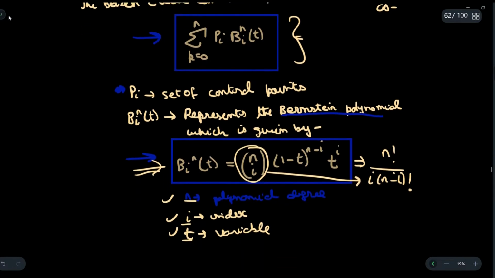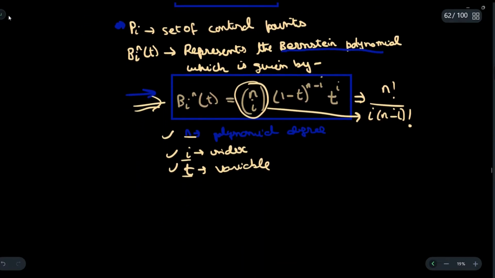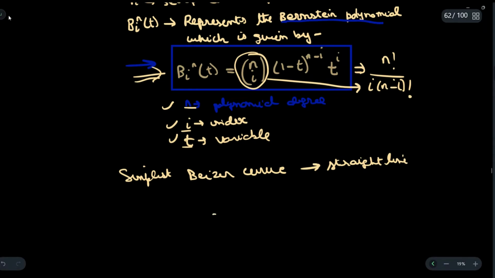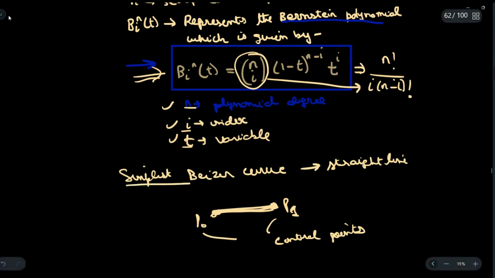Now let us see what type of Bézier curves we have. The simplest Bézier curve that exists is a straight line, or we can say a linear line. Suppose we have 2 points, p0 and p1, and these two are the control points. These control points are joined by one line, and this is known as the straight line, and this is the simplest Bézier curve that we can have.